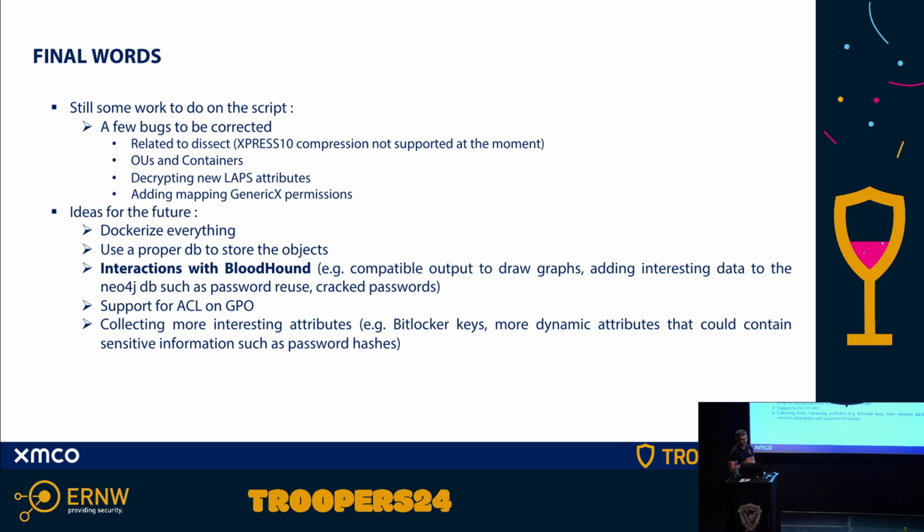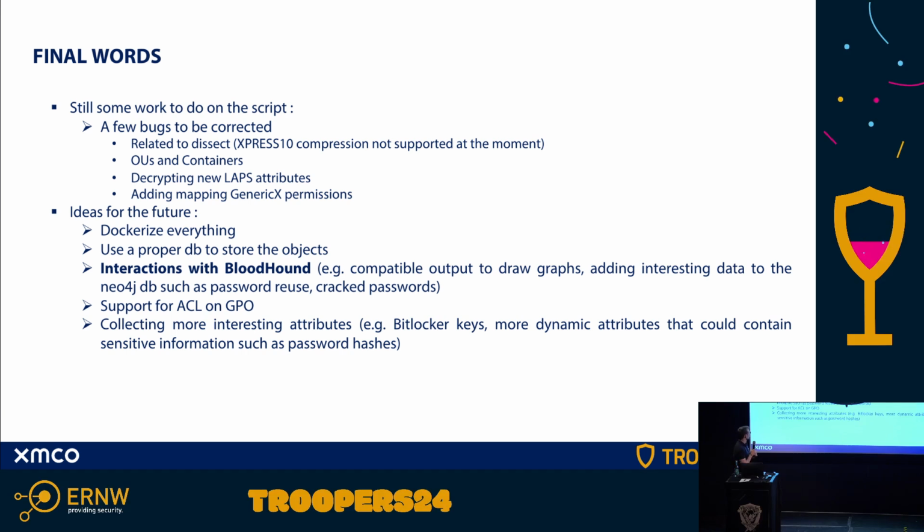We are thinking of doing some interactions with BloodHound, for example, being able to translate our data into BloodHound compatible data so that it will be ingested in the tool and draw the beautiful graphs. So we could maybe perform a BloodHound audit directly from having the NTDS, which would be really cool. And maybe enrich the data in the Neo4j database by pointing out which users use the same passwords, which would allow us to identify more attack paths in BloodHound.